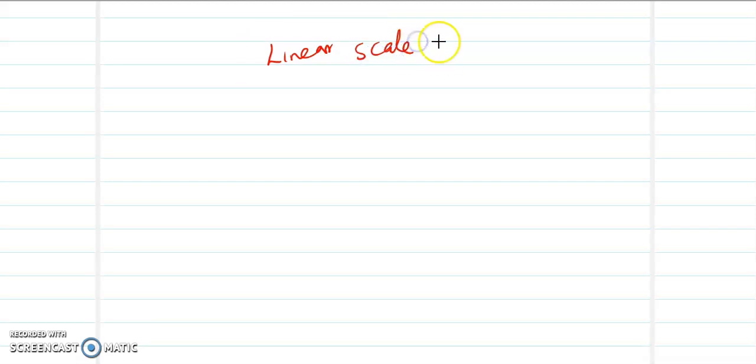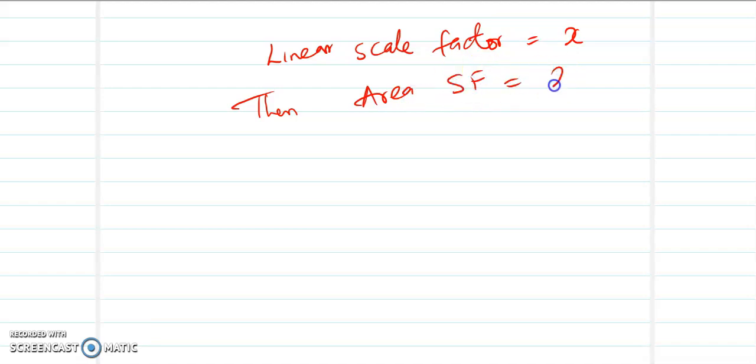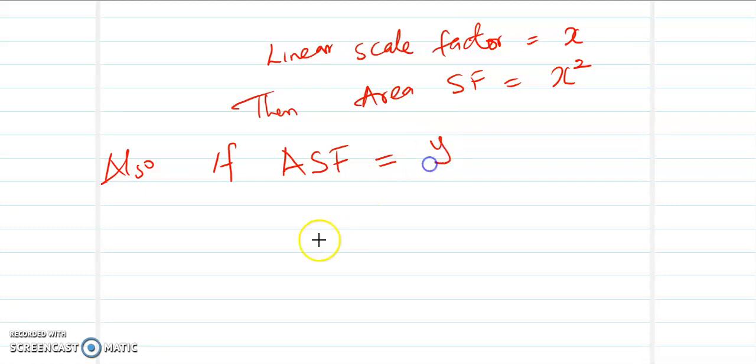Okay, so what you need to note in general here is that if we have the linear scale factor to be x, then the area scale factor will be x squared. Also, if we have the area scale factor to be y, then the linear scale factor will be the square root of y. So note this. That's how we solve the problem.